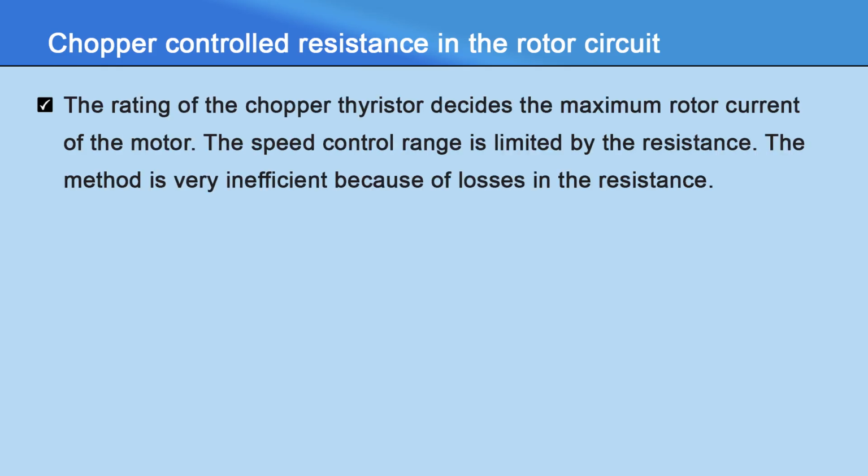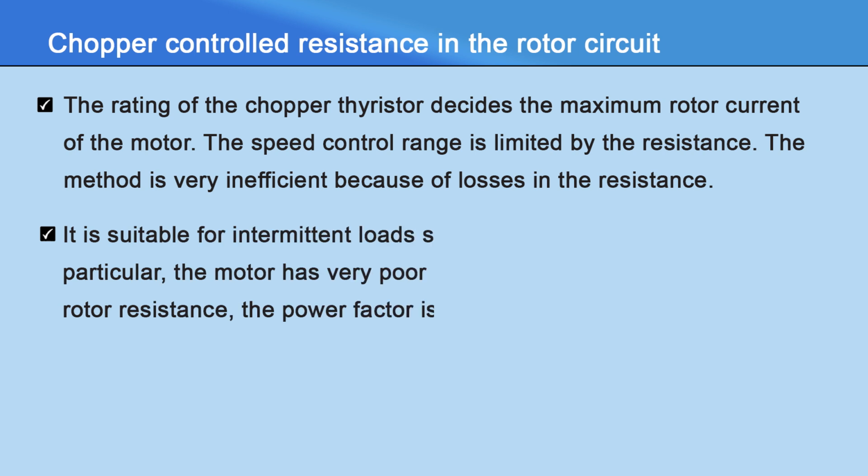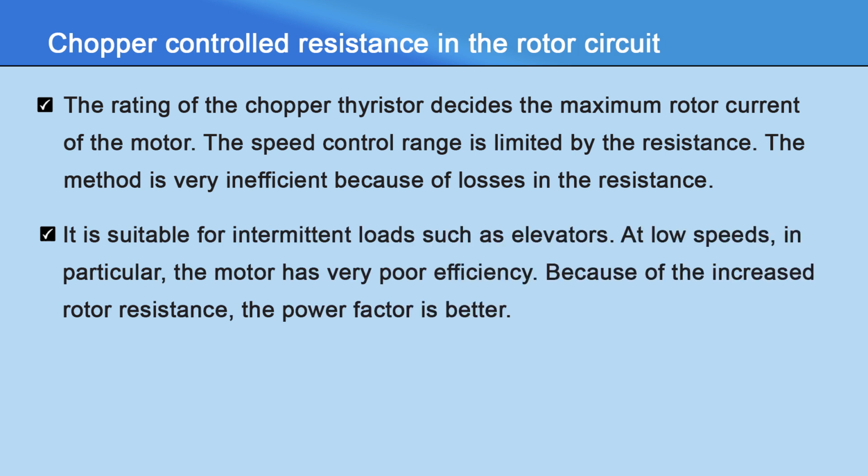The rating of the chopper thyristor decides the maximum rotor current of the motor. The speed range is limited by the resistance. The method is very inefficient because of losses in the resistance, but it is suitable for intermittent loading such as elevators. At low speeds in particular, the motor has very poor efficiency. Because of increased rotor resistance, the power factor is better.